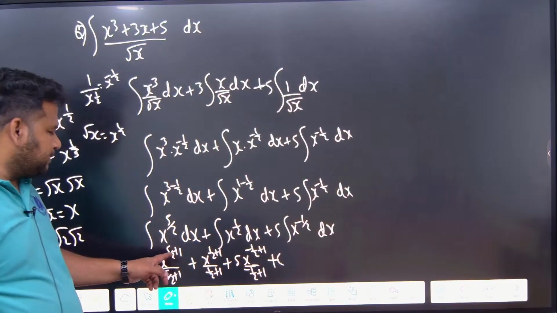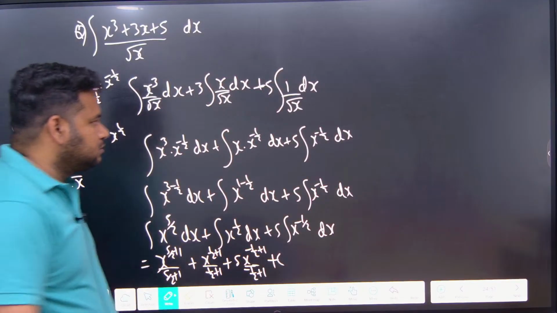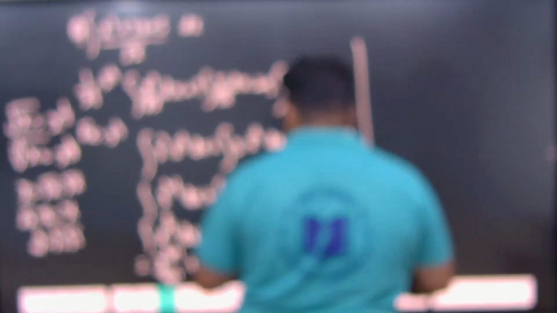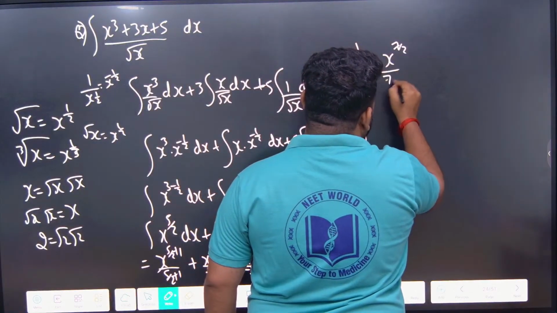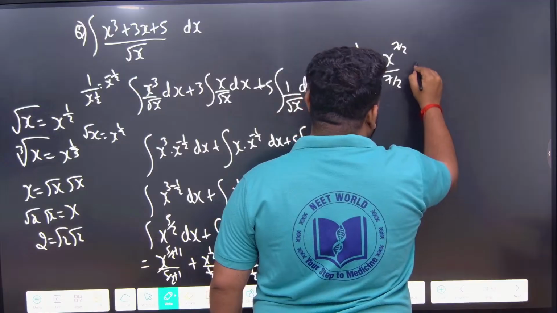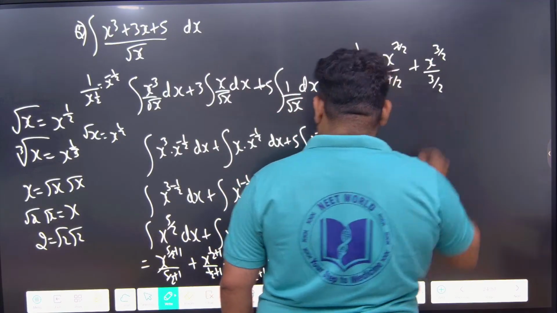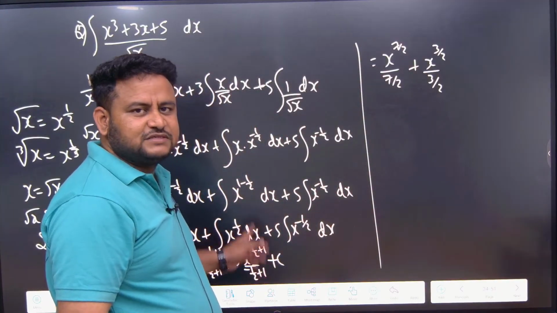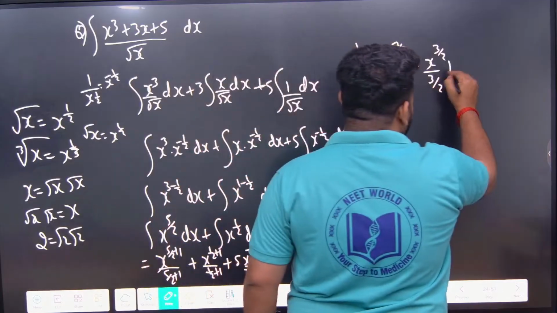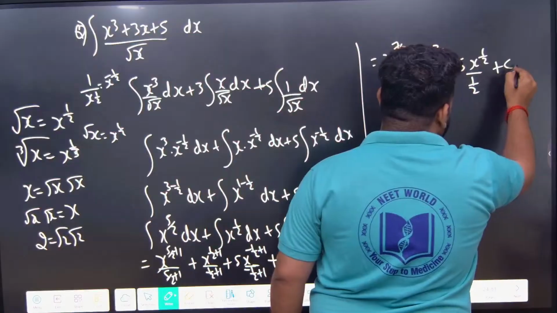Here 5 by 2 plus 1, that is what? 2 1s are 2, so this will become 7 by 2. This will also become 7 by 2. So we will have here, this step I am writing here, x to the power of 7 by 2 by 7 by 2. Next, 1 by 2 plus 1 is x to the power of 3 by 2 by 3 by 2. Now 5 times x to the power of minus 1 by 2 plus 1 is what? 1 minus half is half itself. So I will have 5 times x to the power of 1 by 2 by 1 by 2 plus c. This is the final answer.